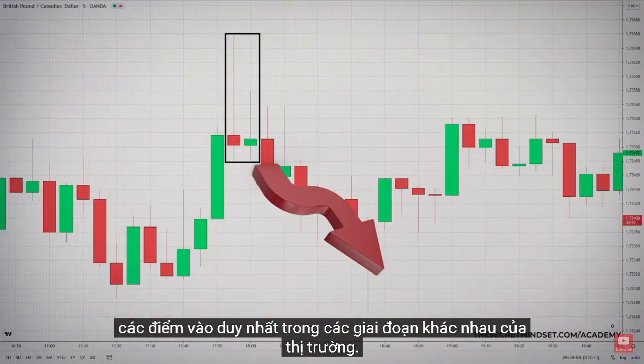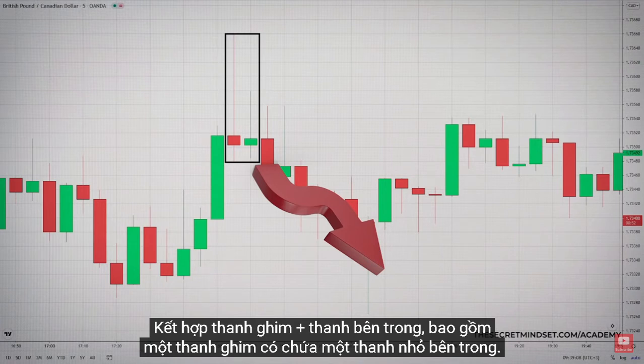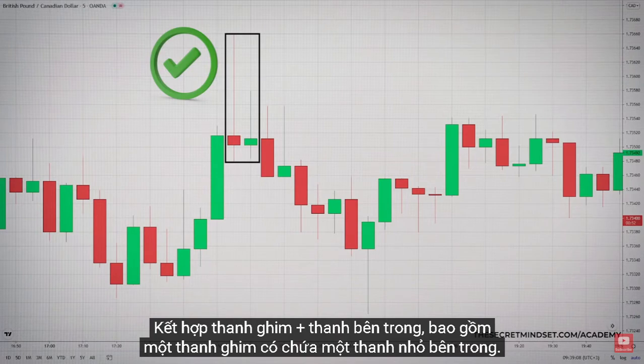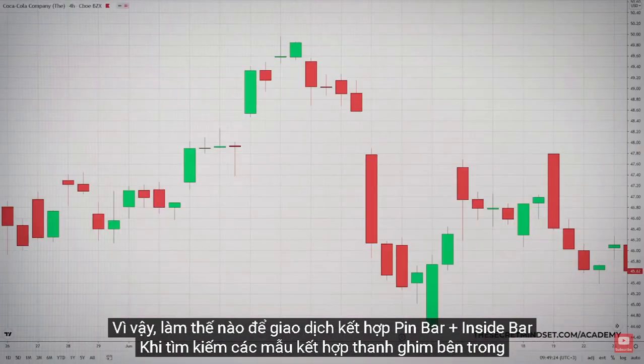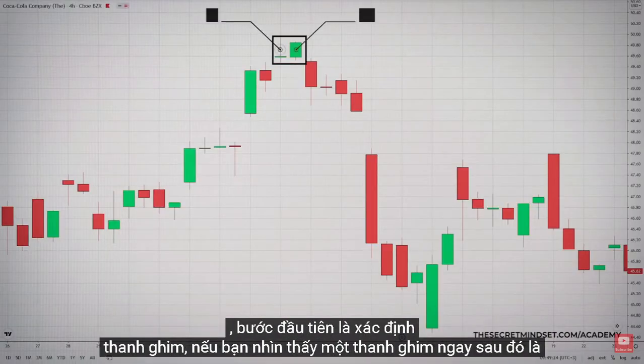stages of the market. The pin bar and the inside bar combo consists of a pin bar that contains a small inside bar. So how to trade the pin bar and the inside bar combo? When looking for the pin bar inside bar combo pattern, the first step is to identify the pin bar.